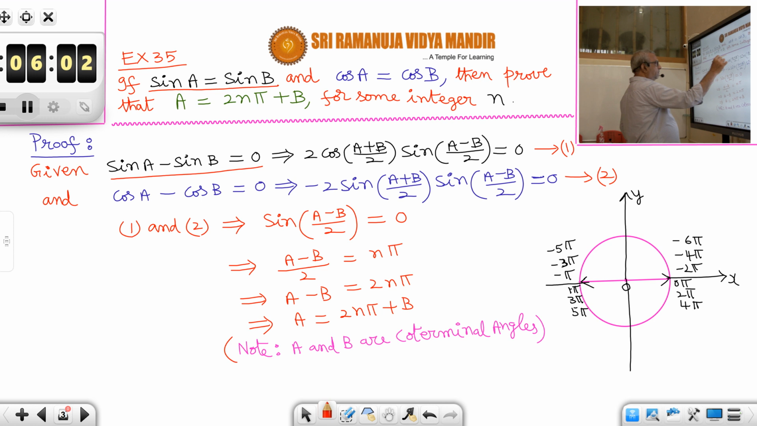Similarly, the second equation, cos A is equal to cos B, can be written as cos A minus cos B is equal to 0. What is cos A minus cos B? Cos C minus cos D.